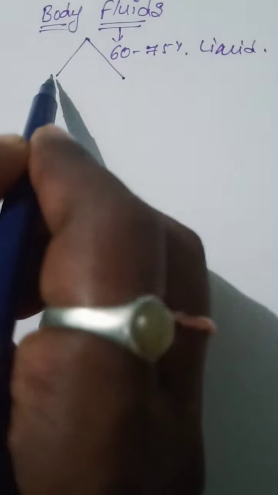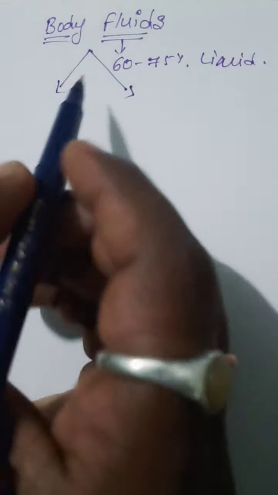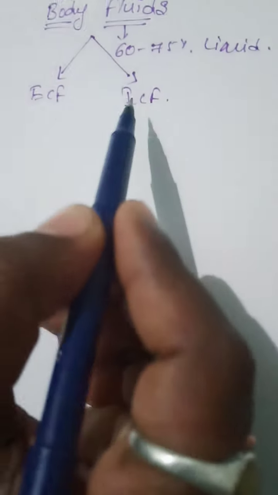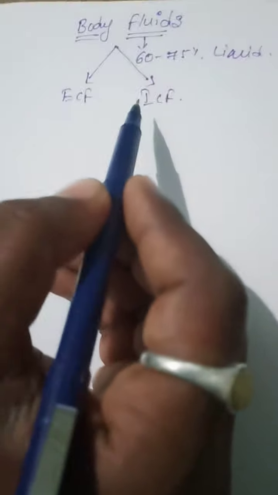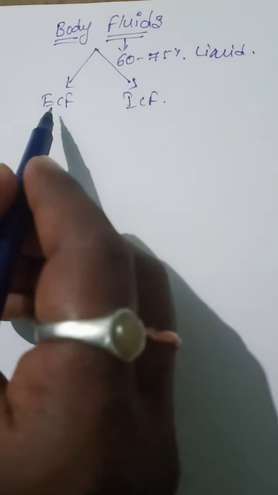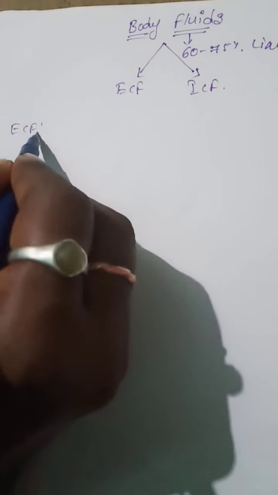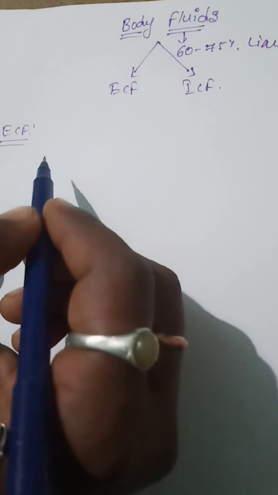So the body fluids are divided into two types. Mainly, body fluids are divided into two types: one is ECF, extracellular fluid, and the other is ICF, intracellular fluid. So now we are discussing first ECF, extracellular fluid. What is the meaning of extracellular fluid?